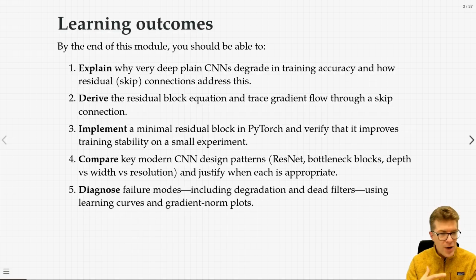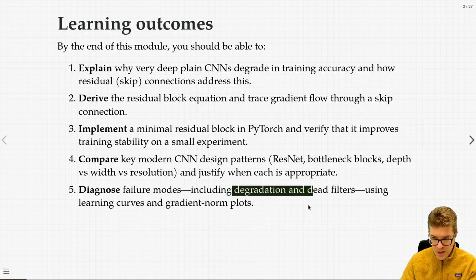This is more or less the practical considerations of how to design a CNN for deployment, and then diagnosing failure modes, including a variety of things. We're not going to see too much of this, to be honest, but it's going to be in associated materials.